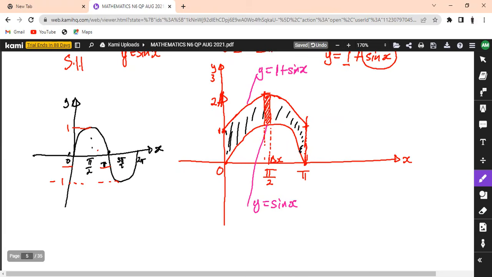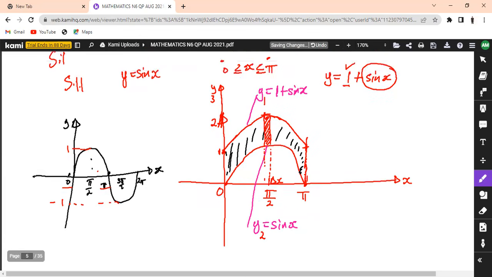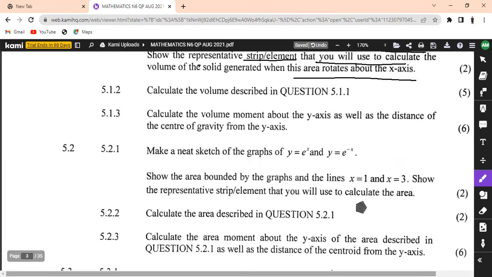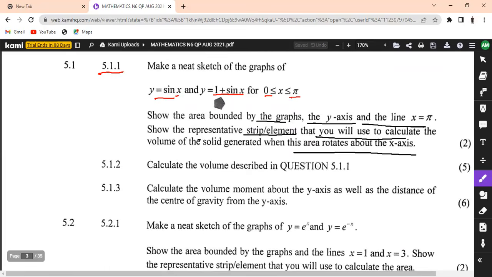Okay, so we're just going to name our graphs to say this is y1 and this is y2, so that it is going to help us to answer the questions which follow, because the other question which follows is now for us to calculate the volume, 5.12. To calculate the volume described in 5.11, which is the volume generated when it rotates about the x-axis. This is what we are given about this volume, and it's actually 5 marks.